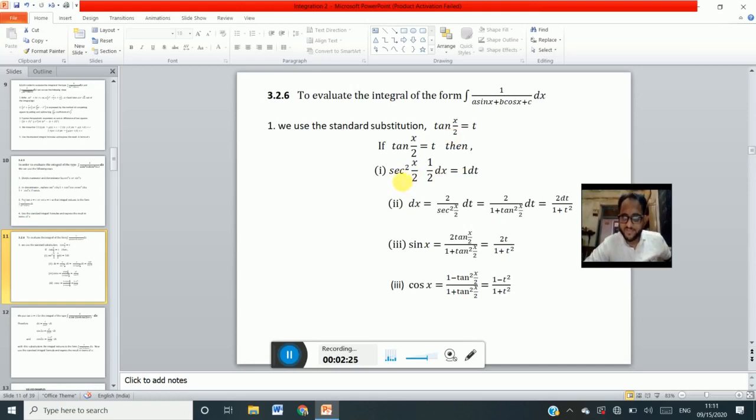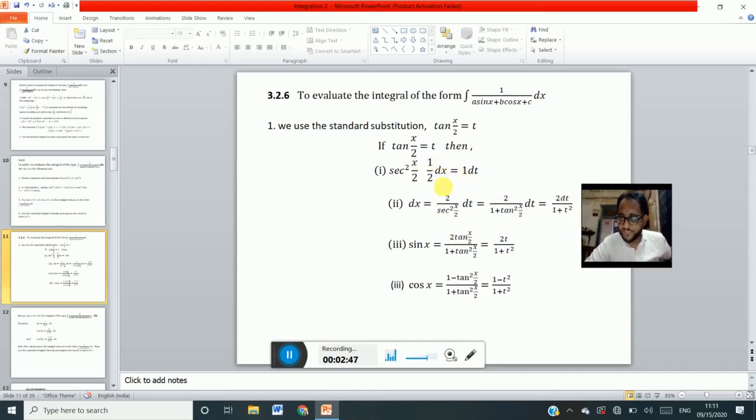For dx, it is sec square x by 2 into 1 by 2 dx equals dt. So dx is 2 upon sec square x by 2 dt, that is 2 upon 1 plus tan square x by 2 dt, that is twice dt upon 1 plus t square, because tan x by 2 is t, right? So this is the substitution for dx.